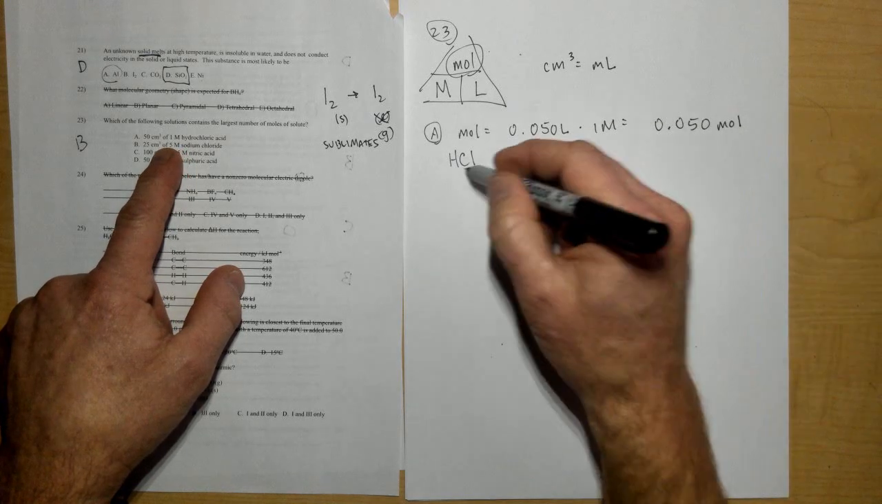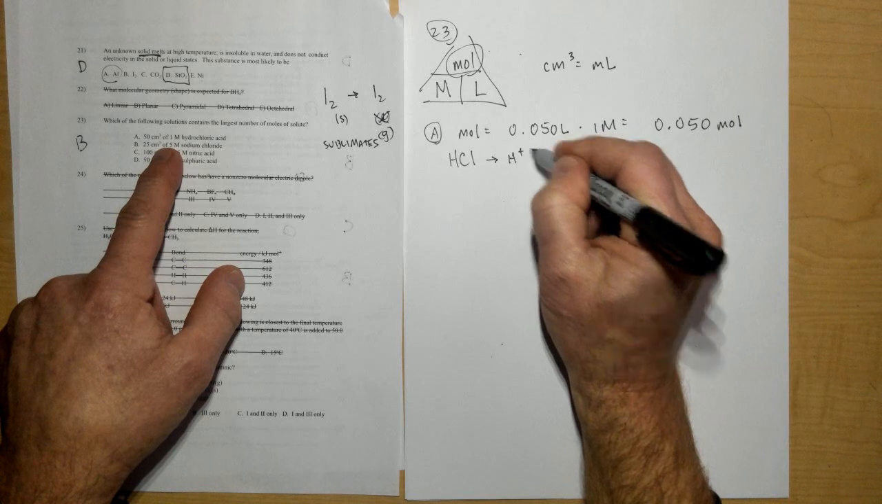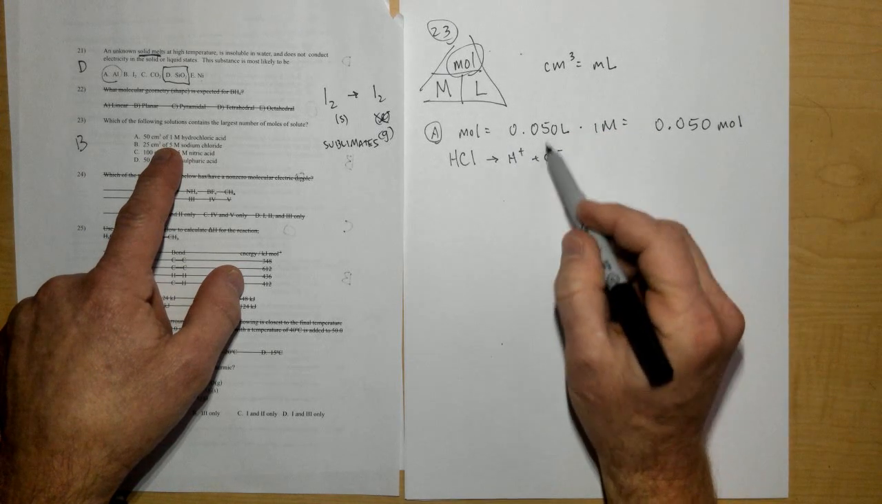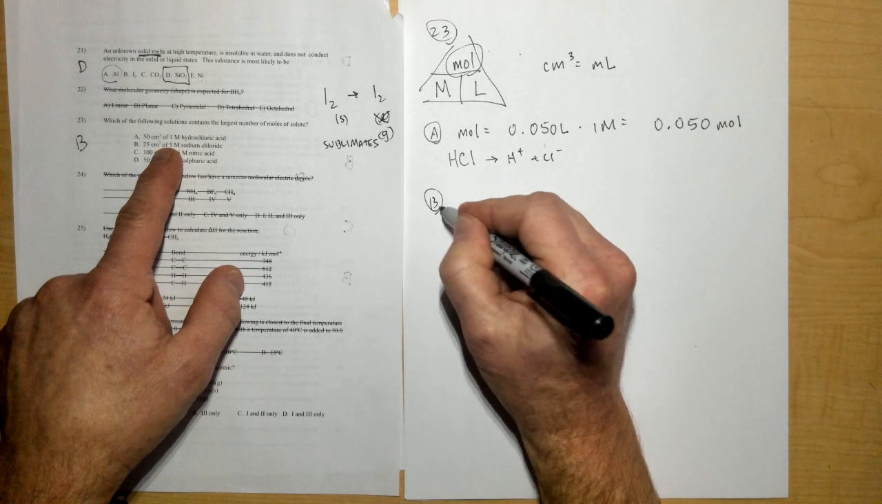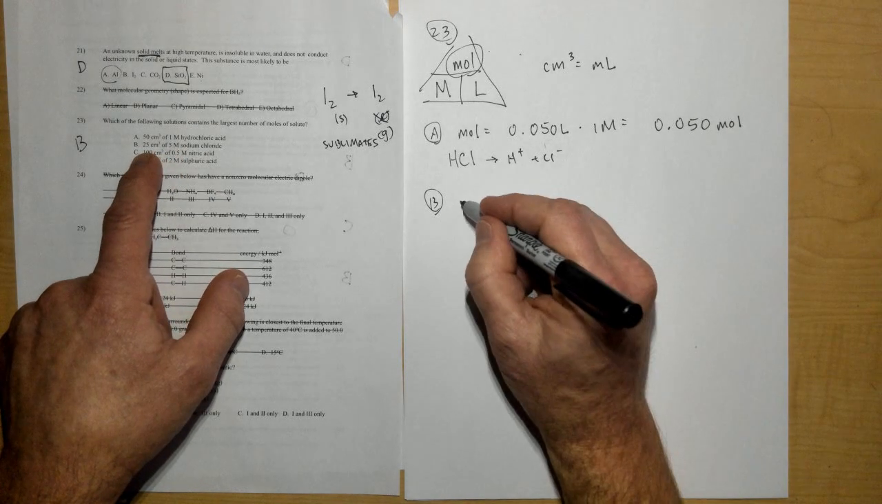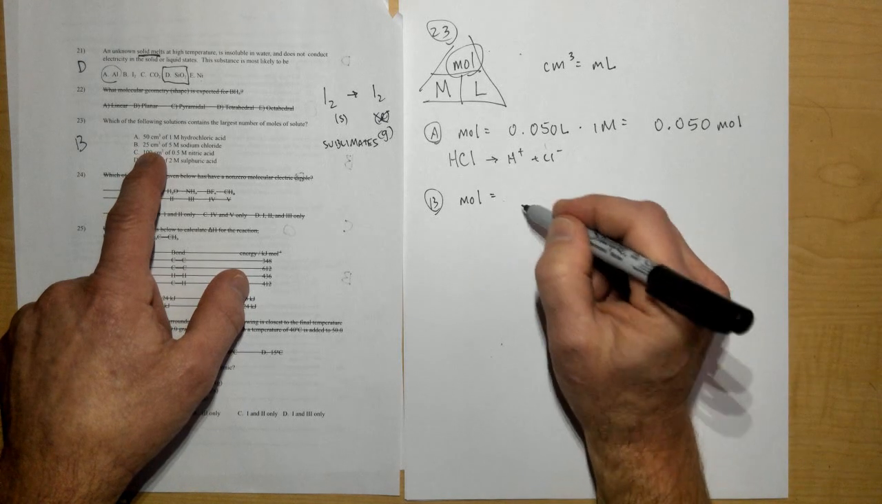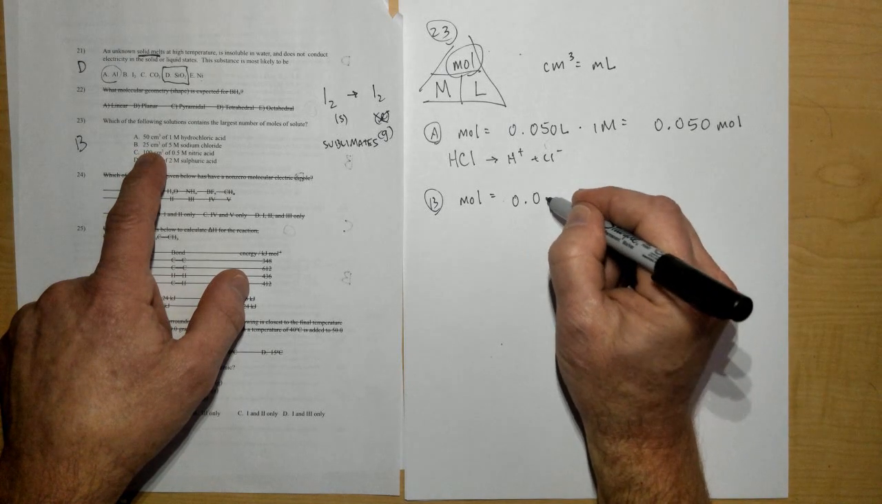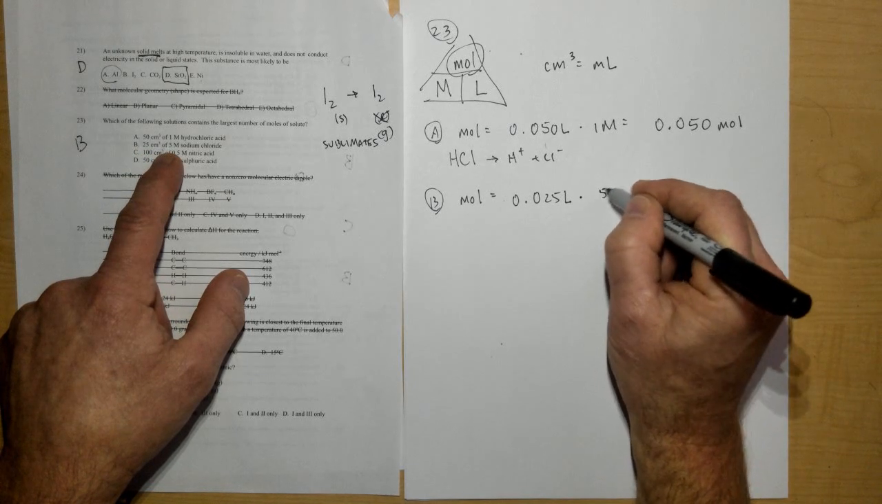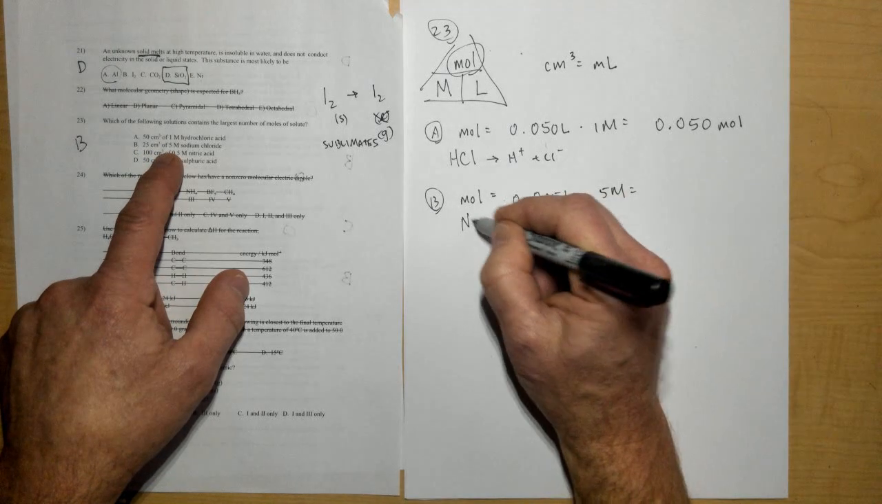Okay, now technically hydrochloric acid would break up into H plus and Cl minus, so I'd get a mole of this and a mole of this in there. But we'll come back to that in a second. Next is 0.025 liters of 5 molar sodium chloride.